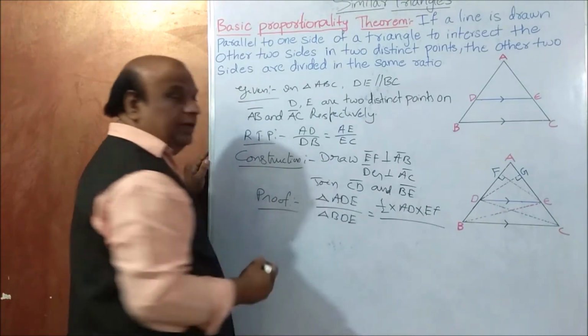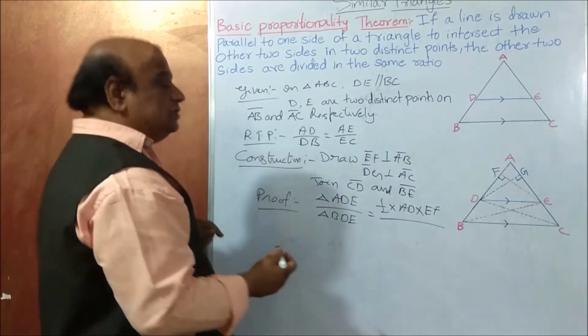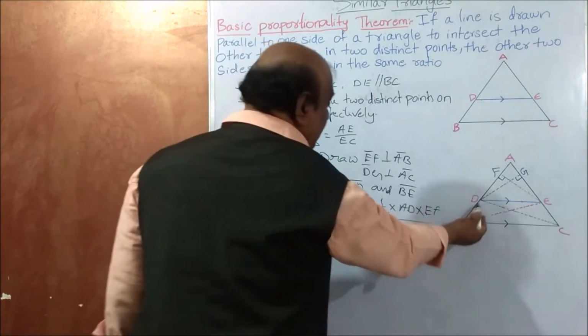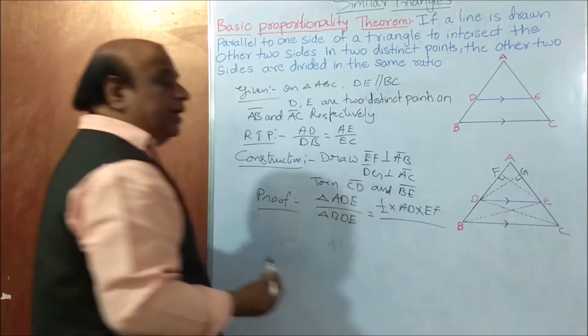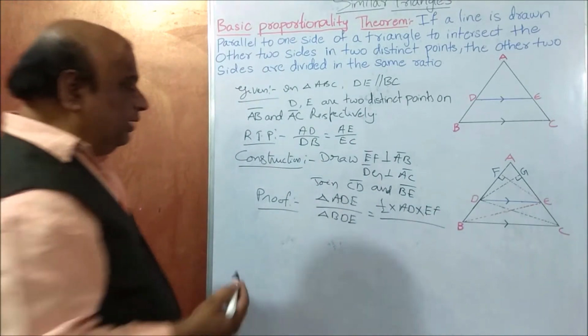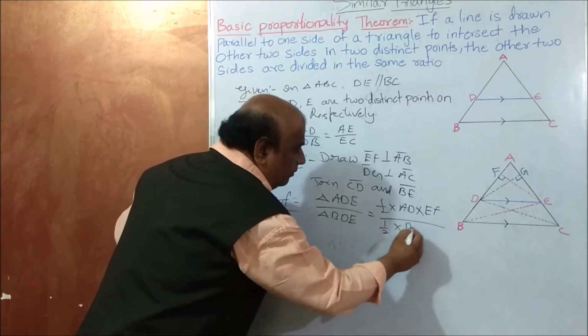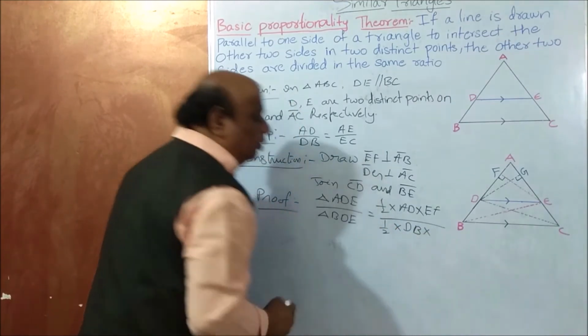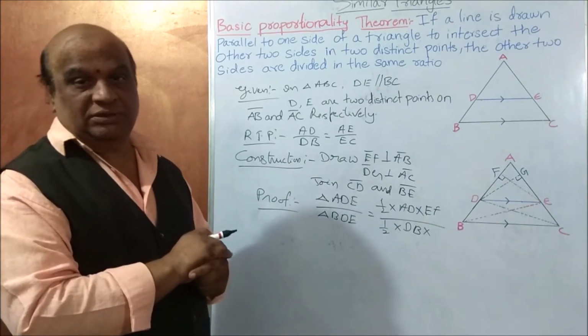Now, BDE. In triangle BDE, where is this? Here, this is BDE, triangle BDE. Then which one do you have to take as a base? DB. Half into DB into, now how to take the height?